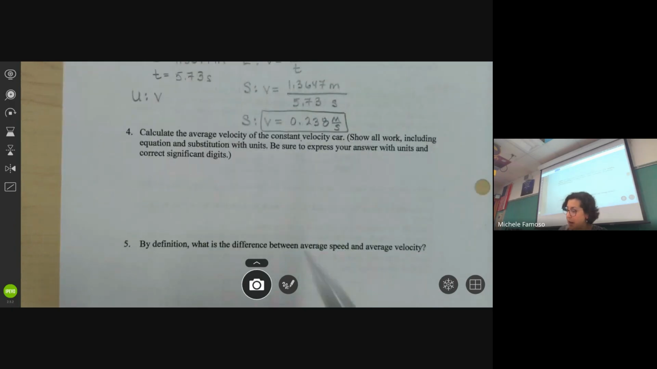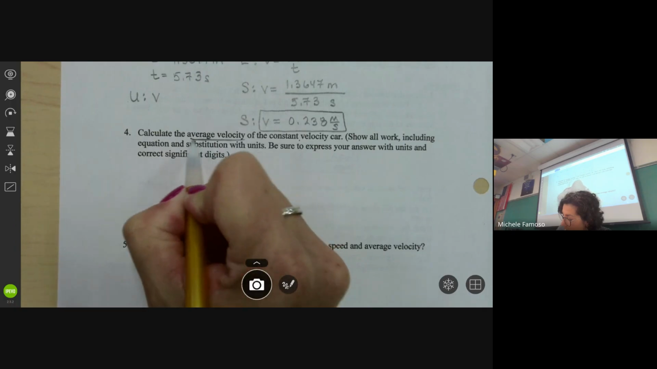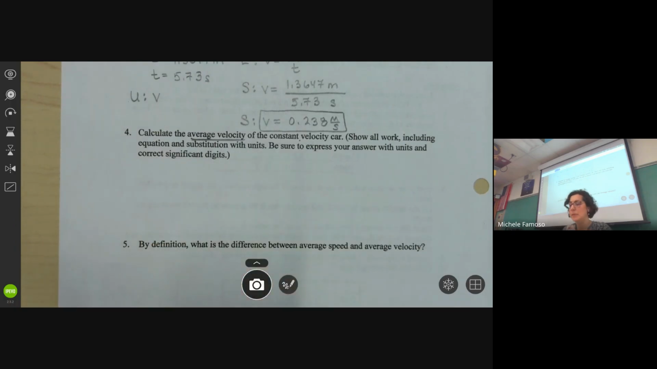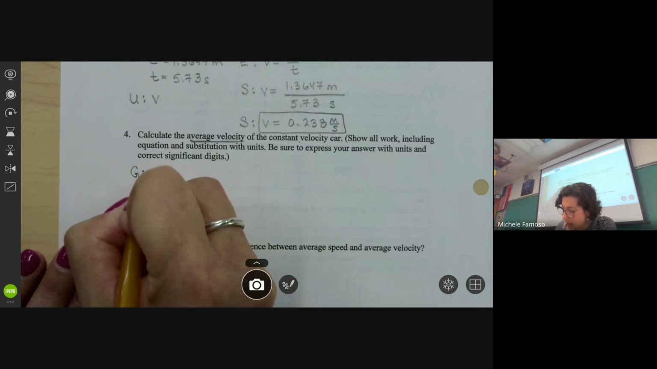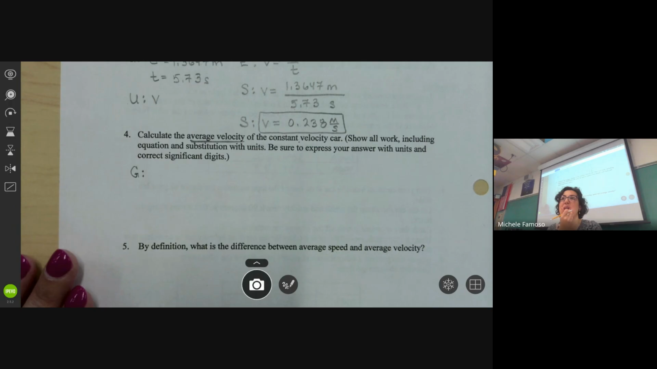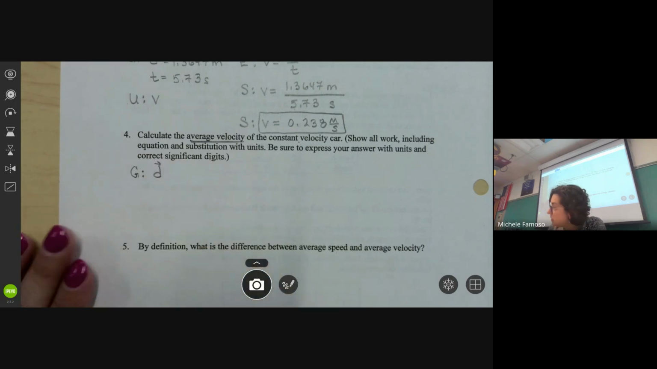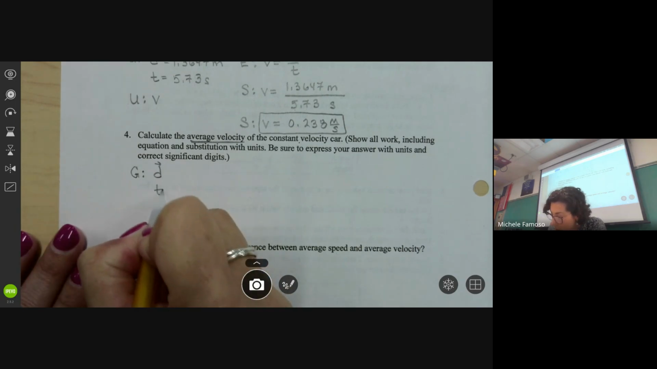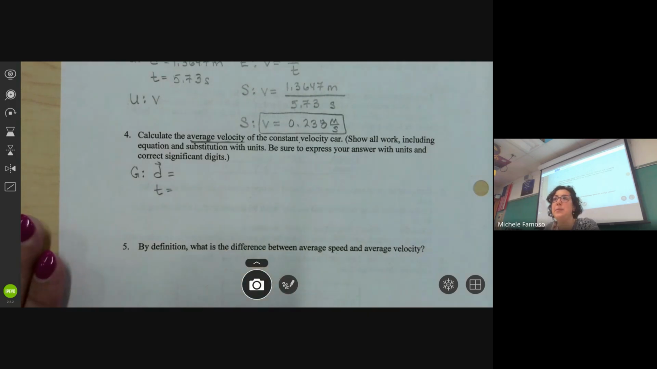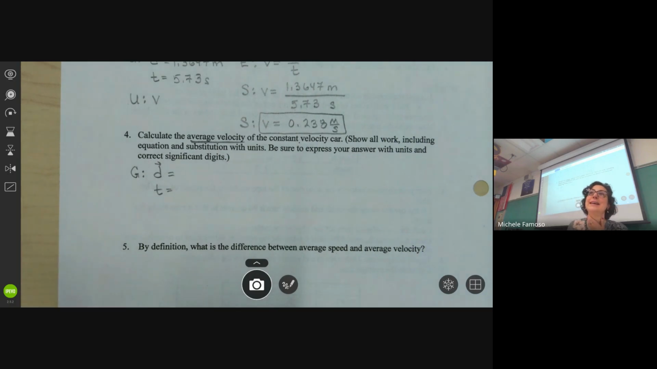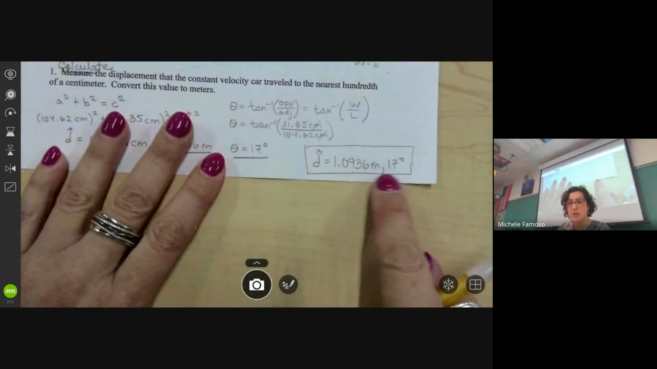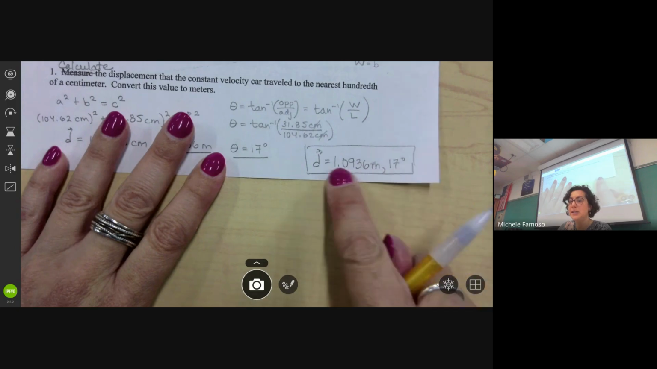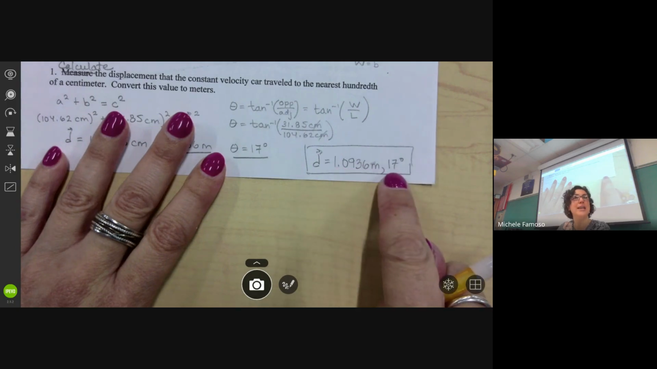All right. Number 4 now wants the average velocity. What do you need in order to find a velocity? Miriam? You need a displacement and time. Where are you going to get the displacement from? Flavia, can you tell me? Yeah, it's your final answer to question 1. Whatever you boxed in for question 1 is your given for the displacement in question 4.